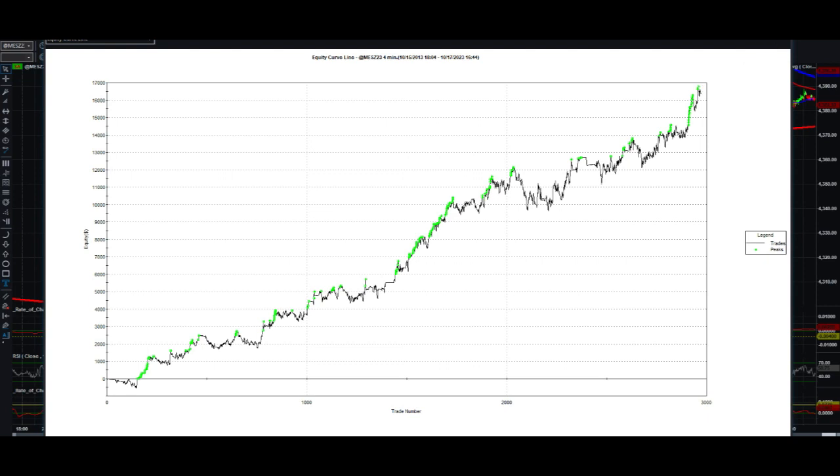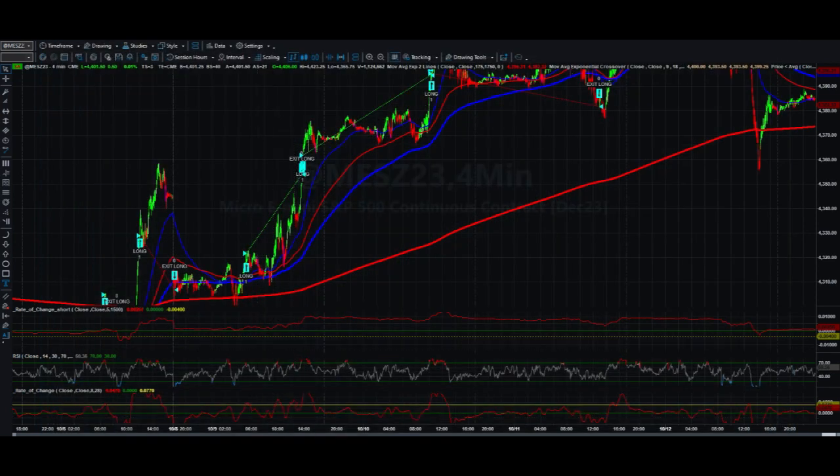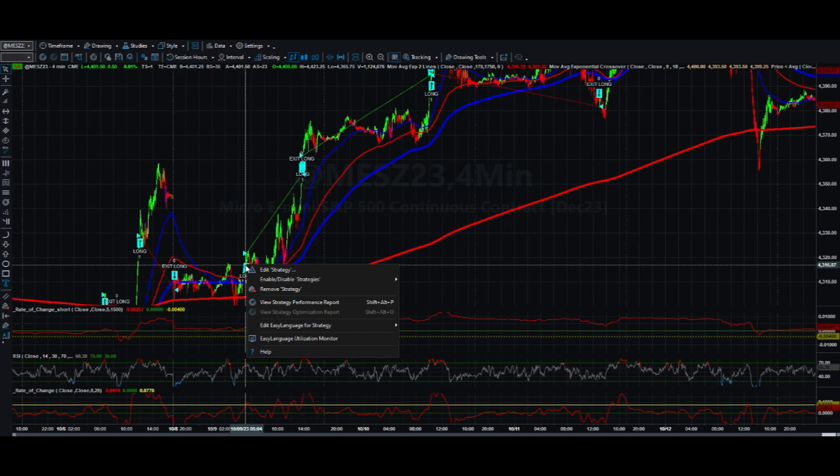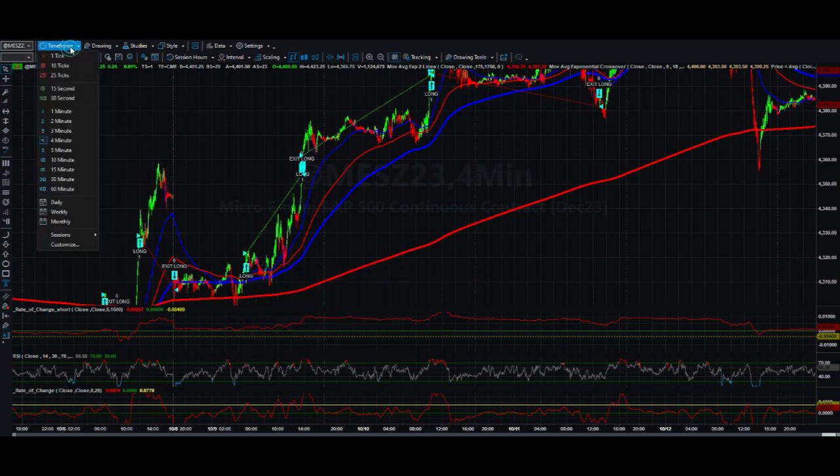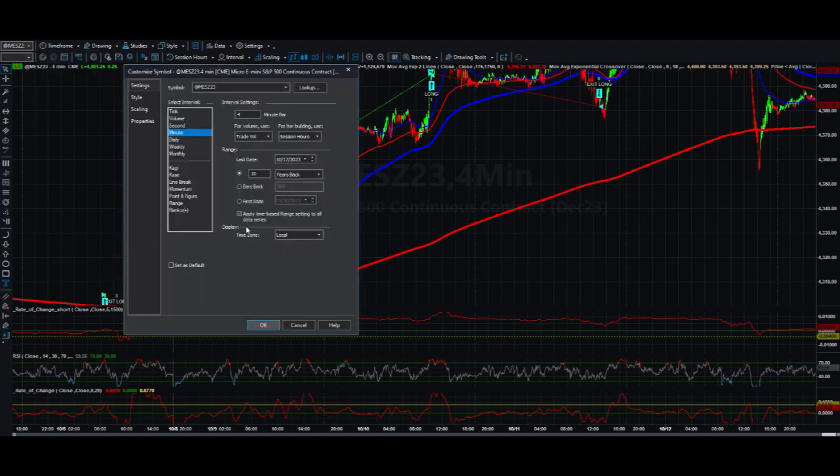Each mini contract costs $1,235, I believe. I'm going to double check, but approximately $1,230 each mini contract. So I'm going to assume this is my first trading date, but the results you're seeing here in that curve are just the last 10 years. Because when you go to time frame, I'm using 4 minutes, customize. Here it says range. I'm going to say 10 years back. So the entire data set for backtesting is 10 years. So that's why you see those results.